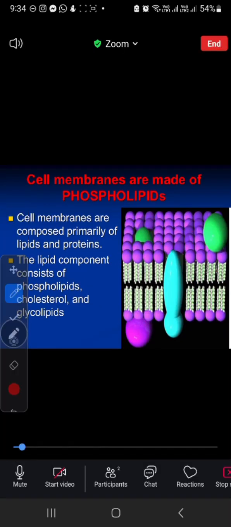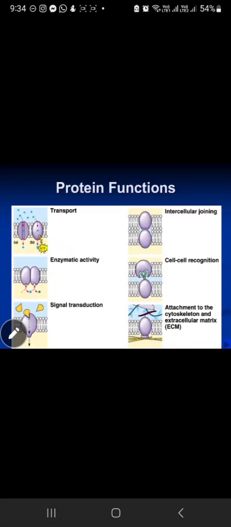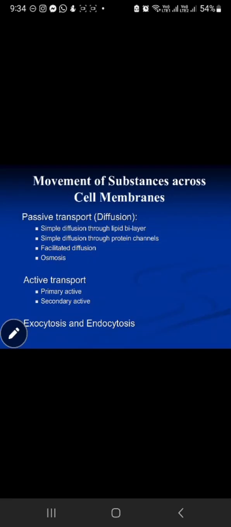The phospholipid goes with other components like cholesterol and glycolipids. There are also some proteins in the cell membrane. As we mentioned earlier, the proteins in the cell membrane have six main functions: transport, intercellular joining, enzymatic activity, cell-to-cell recognition, signal transduction, and attachment to the extracellular matrix.